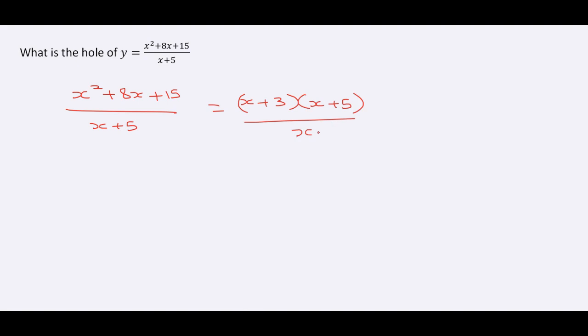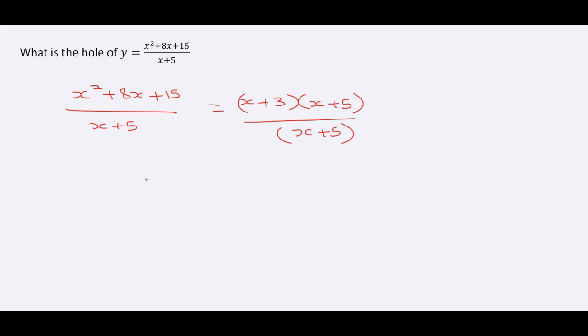Let's try another example. x squared plus 8x plus 15 over x plus 5. So let's look at finding the hole. So to find the hole, we want to factor it first. Let's factor. We have 15, so we need 3 and 5. So we have x plus 3 multiplied by x plus 5 divided by x plus 5.